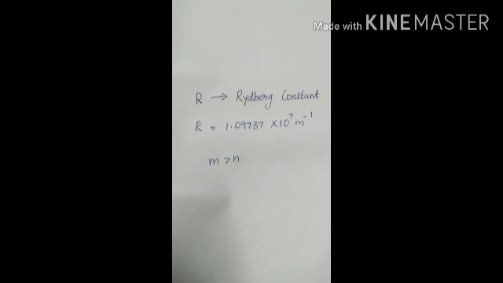Here R is known as the Rydberg constant. That value is 1.09737 × 10^7 per meter. Here n and m are positive integers, and the values are such that m is greater than n.